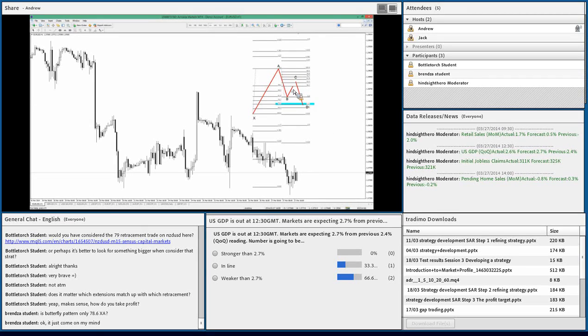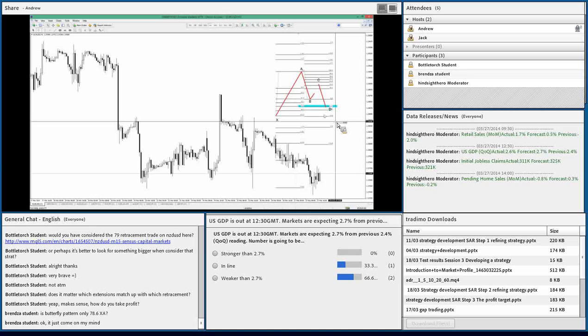Because I don't have it retracing to it. If it does something like this and it doesn't come near the 38 and then it drops down, that to me is not a valid pattern. It has to trade to a minimum of a 38%, and it can trade to any of the retracements, but minimum 38%. So pretty straightforward there.